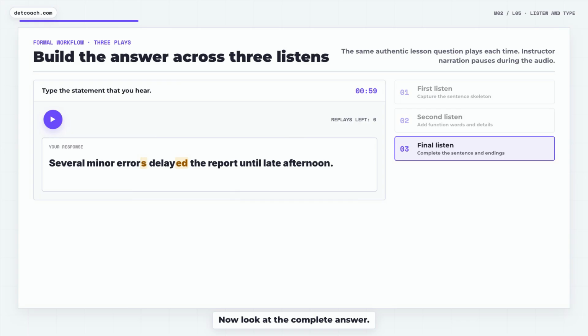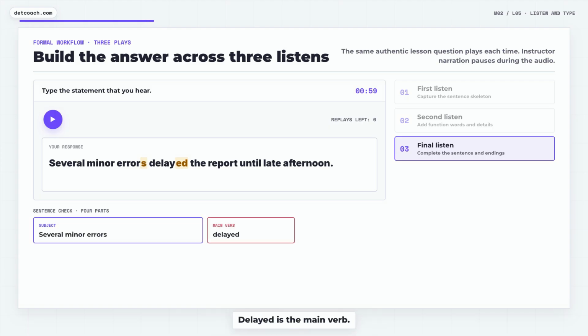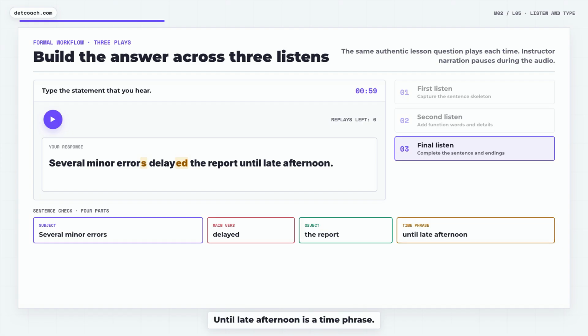Now look at the complete answer. First, check its four parts. Several minor errors is the subject. Delayed is the main verb. The report is the object. Until late afternoon is a time phrase. The subject, verb, object, and additional information are all present, so the core sentence structure is complete. Your first check before submitting should therefore be whether any information is missing from the sentence.